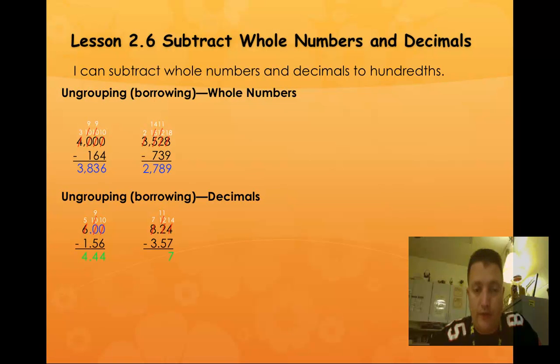14 take away 7 is 7. 11 take away 5 is 6. Put in the decimal point. 7 take away 3 is 4. And we is good to go. All right, here we go.